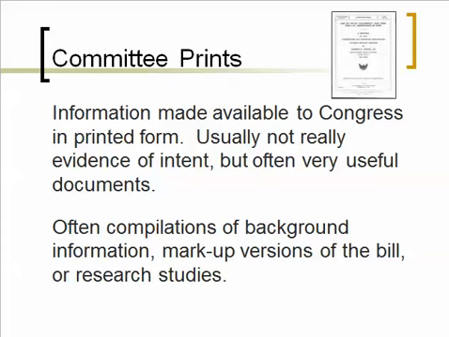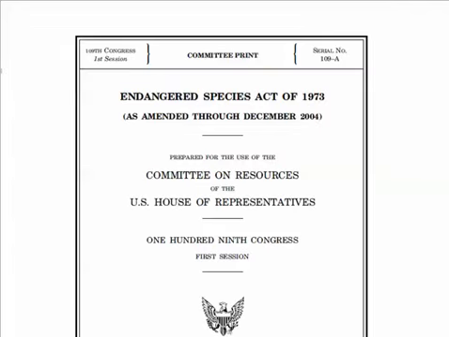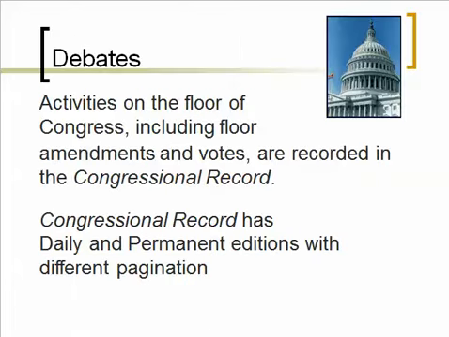They can be as simple as a markup version of a bill that shows the effect the legislation would have if enacted by showing strikethroughs of the language to be deleted and underlines for the language to be added. And sometimes Congress will request the printing of a compiled legislative history. Here's an example of a committee print that is just a copy of the Endangered Species Act as amended through the end of 2004.